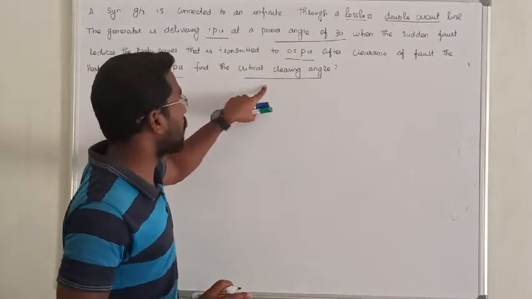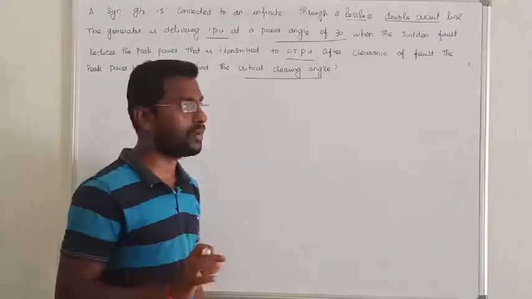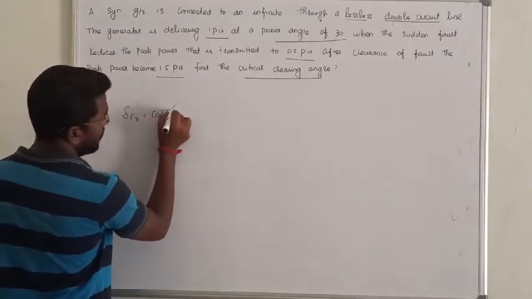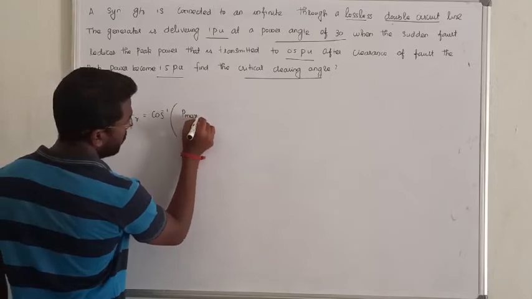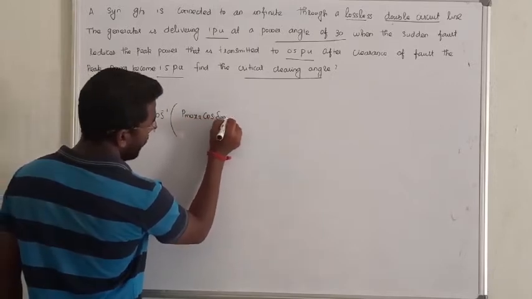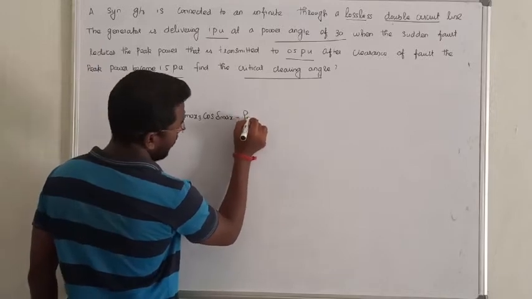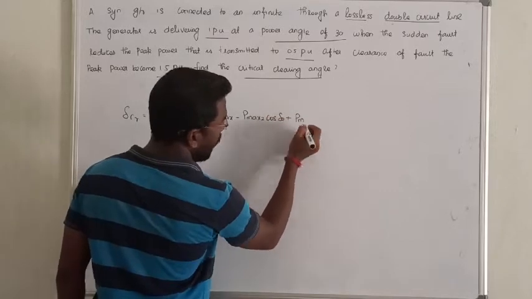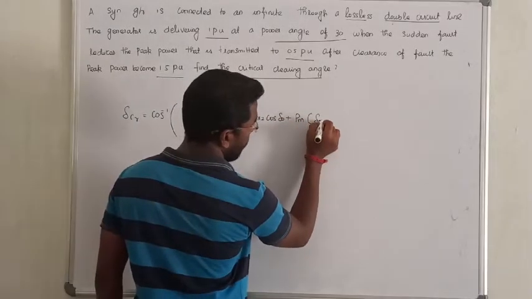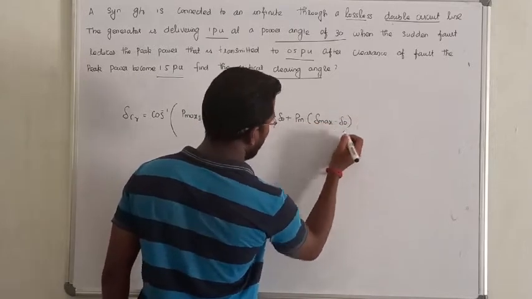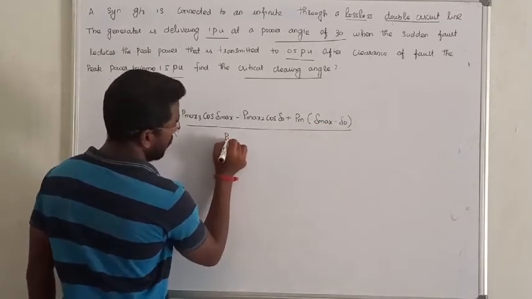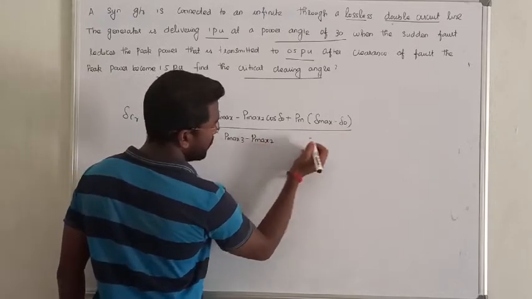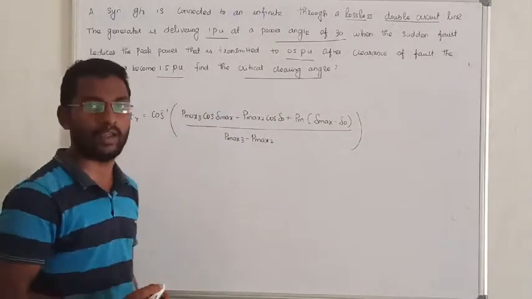But we saw the formula to find out the critical clearing angle, right? What is the formula? We know critical clearing angle can be written as cos inverse of P max 3 into cos of del max minus P max 2 into cos del naught plus mechanical power or shaft power into del max minus del naught, whole divided by P max 3 minus P max 2, right? So that is the general formula to obtain the value of critical clearing angle that we know, right?